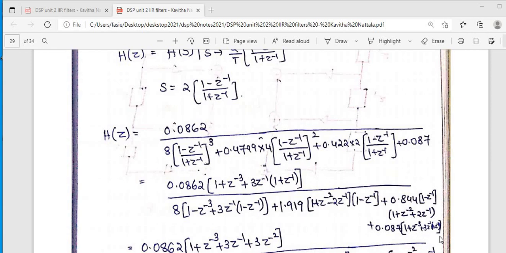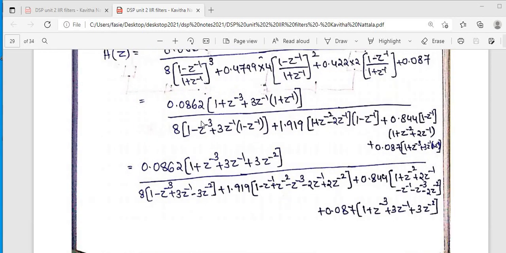And for the second factor, we can write down the term as it is. And whatever is there in the denominator, 1 plus z, comes in the numerator. And we can write 1 cube plus z power minus 1 cube. So 1 cube is 1, z power minus 1 whole cube will become z power minus 3, plus 3ab into a plus b. We wrote it as it is. So this is how we got the whole term as 0.0862 into 1 plus z power minus 3 into 3 z power minus 1, 3 z power minus 2. We got the particular factor.